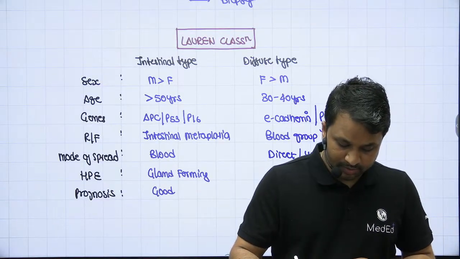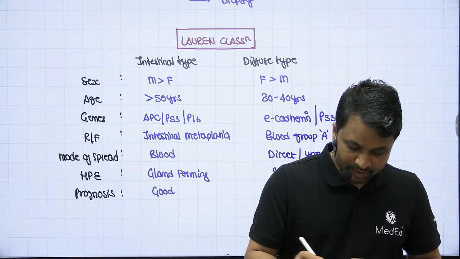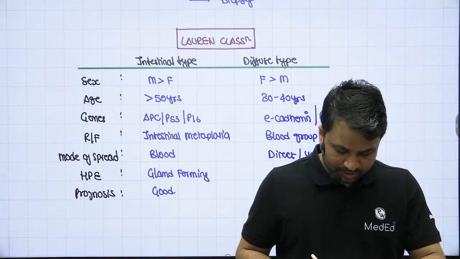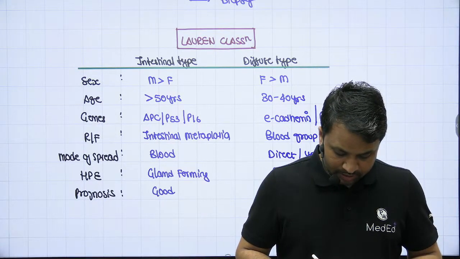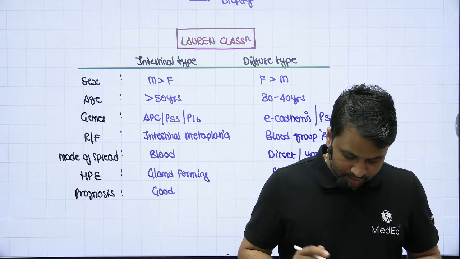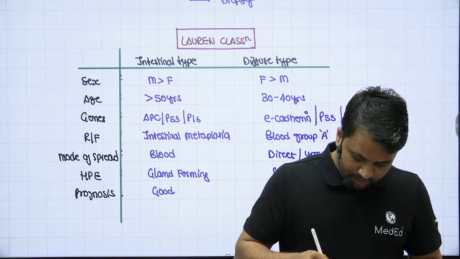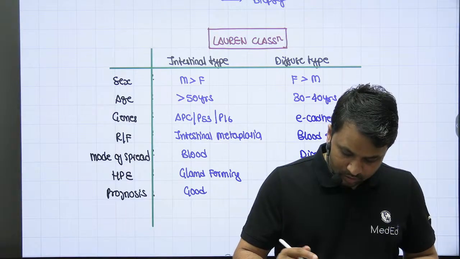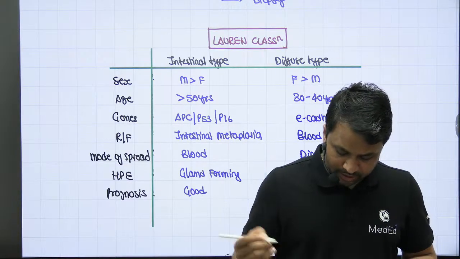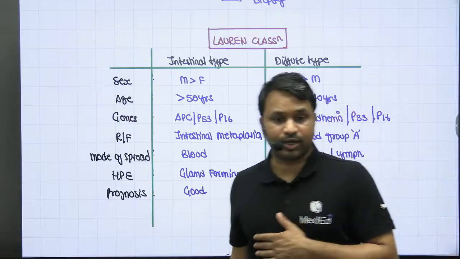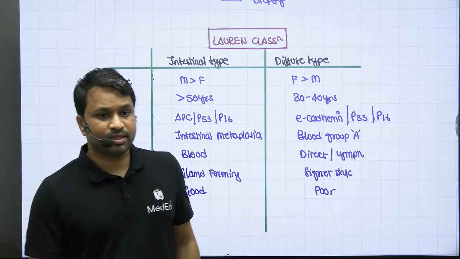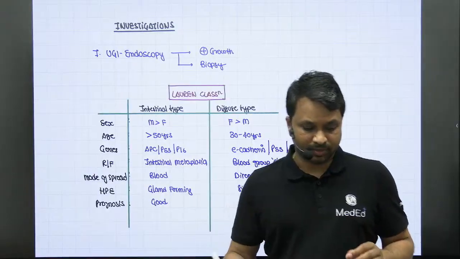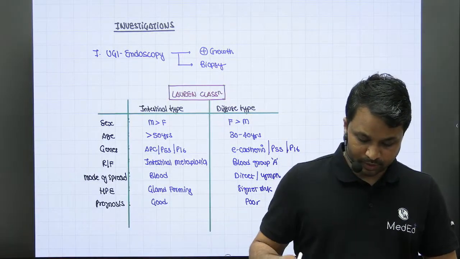Now this is something that you have to remember from our exam perspective, that is the Lauren classification. When you talk about CA stomach and you mention Lauren classification, then your examiner is bound to get impressed. There is no if and but in that. That means you understand the oncology principles and its management, and that is what the Lauren classification is trying to tell you. So this is the difference between the intestinal and the diffuse variety that you will see in CA stomach. What are the other investigations that you can do?